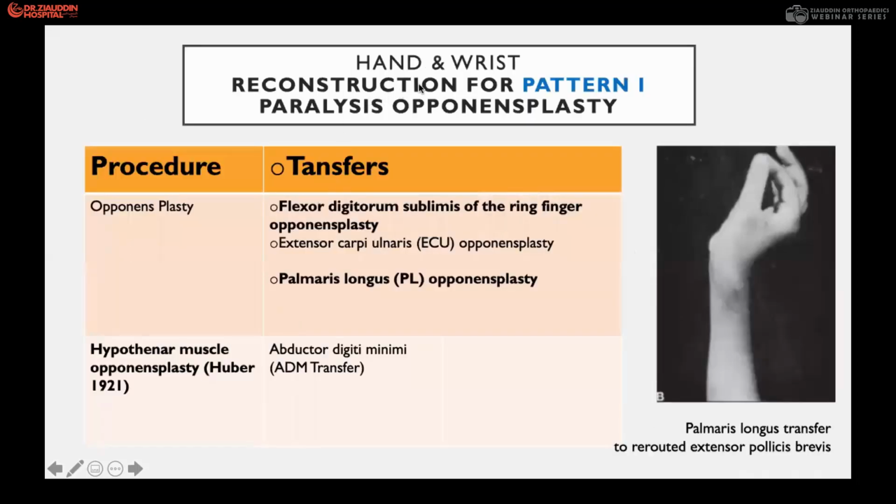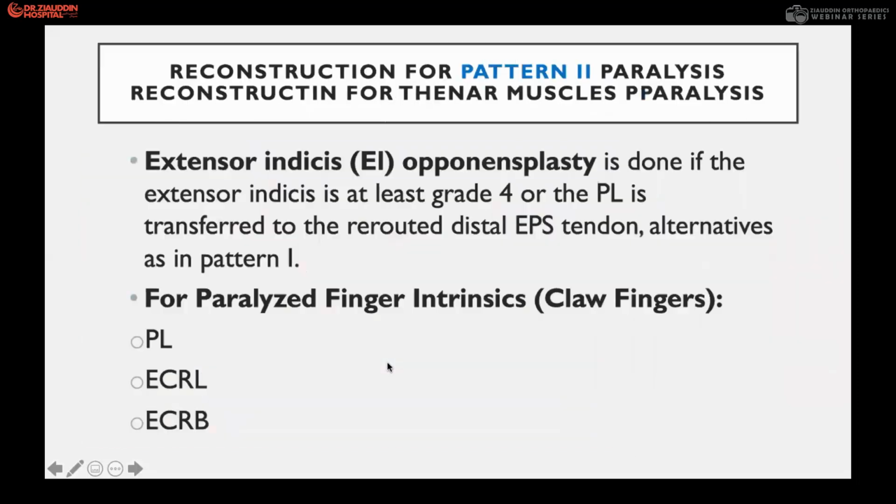The reconstruction surgery for type 1 ulnar pattern, when there is opponens weakness, is called opponensplasty. You can use the flexor digitorum sublimus of the ring finger for the opponensplasty. You can use extensor carpi ulnaris for the opponensplasty. Most commonly, the palmaris longus is used for the opponensplasty. There may be hypothenar muscle paralysis, and the transfer for this is abductor digiti minimi.